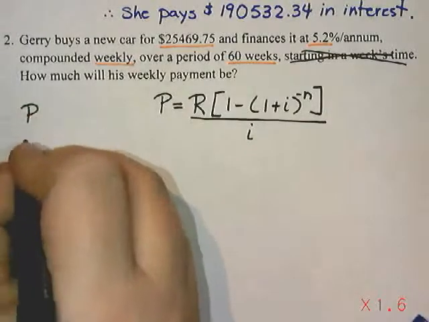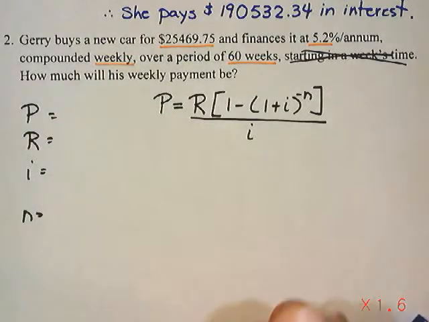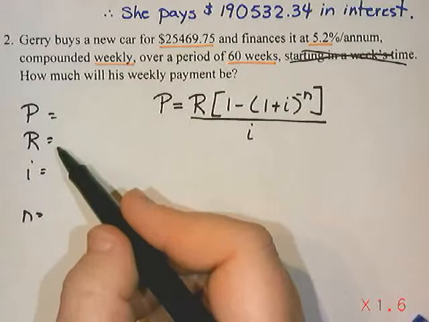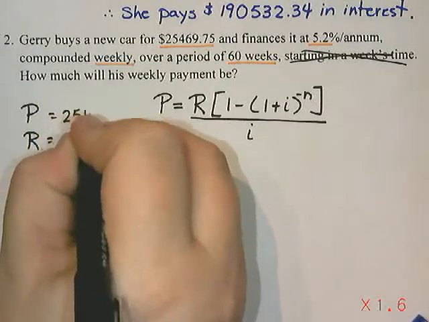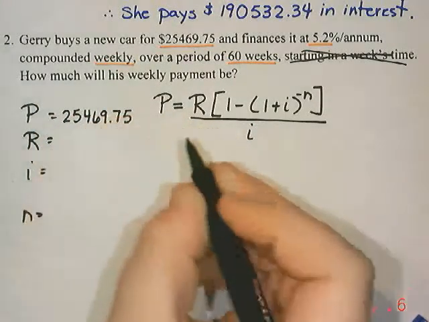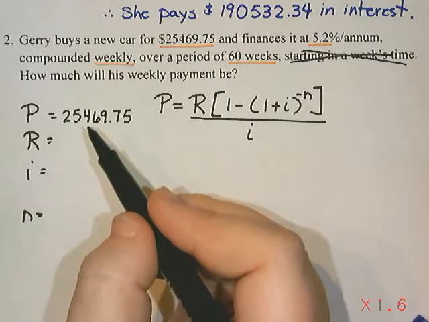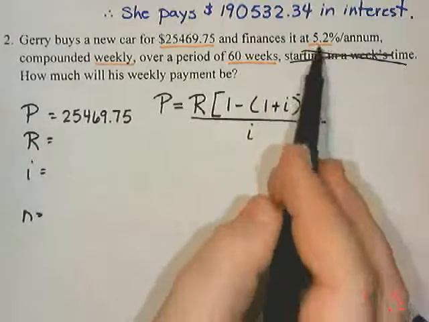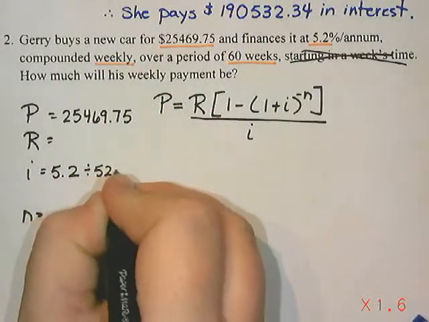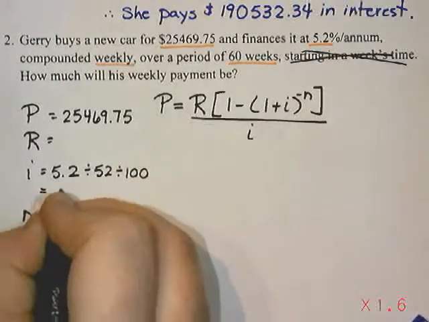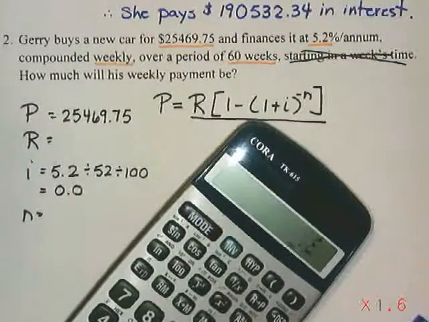And I'm going to list all my letters. So that $25,469.75, that is not the payment. That's the actual price or the principal, the beginning price of our car. If you're ever not sure, ask yourself, does it make sense that we're making weekly payments of $25,000 for a car? That seems a little expensive for me. The interest rate is 5.2, but it is weekly, so we divide that by 52 weeks in a year and 100, and I get 0.001, I believe. Yep.